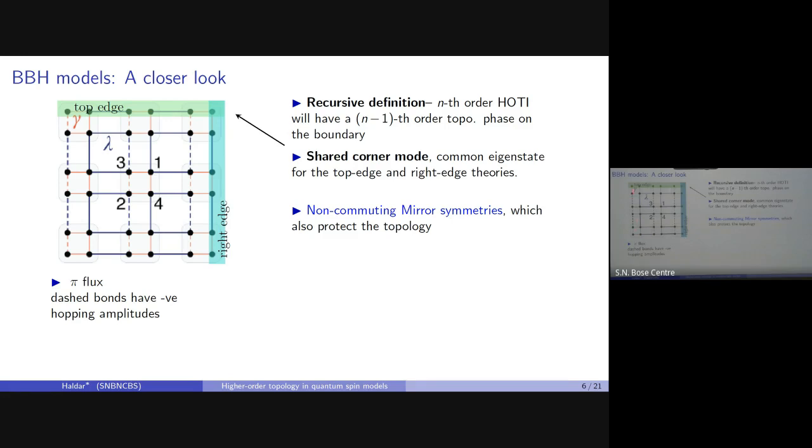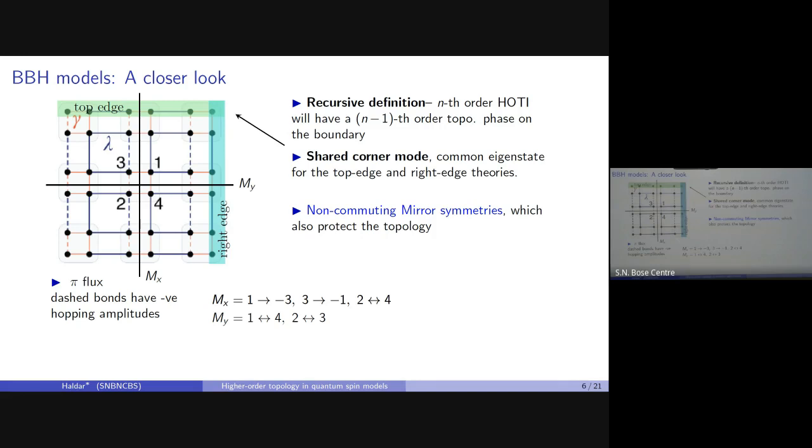For example, if these dashed lines were not dashed but solid lines, with plus hopping, the same sign as these, you wouldn't get a higher order topological phase. So what are these non-commuting mirror symmetries? One is the reflection about the y-axis, which we denote as Mx because the x coordinate changes under reflection, where the wave function amplitude at site 1 gets interchanged with the negative of the wave function amplitude at site 3, and so on, whereas sites 2 and 4 don't get this sign change. And the other is the My reflection, about the x-axis, where 1 and 4 interchange and 2 and 3 interchange without any additional sign.